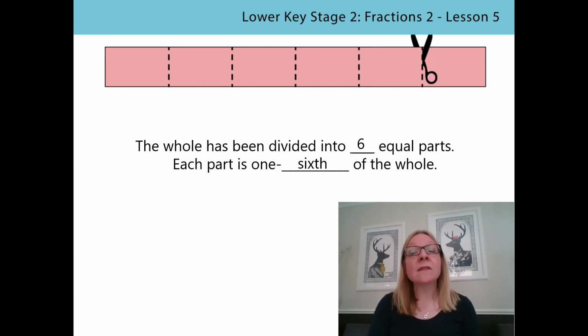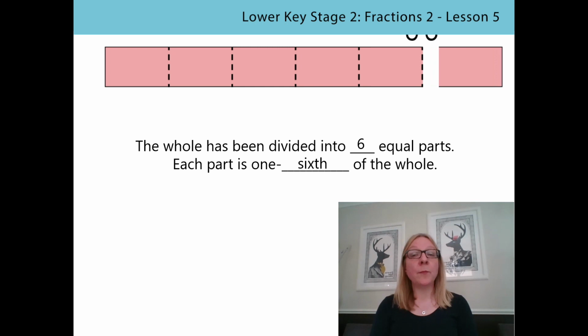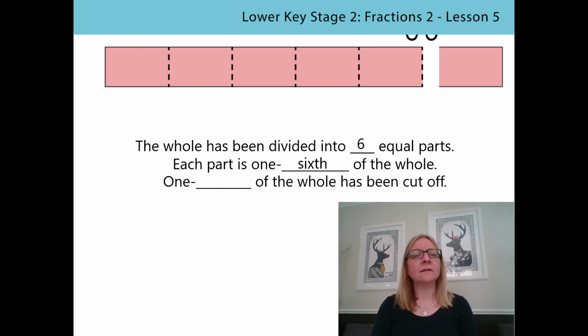Again, the scissors are going to cut off 1 equal part. Could you complete this sentence? 1 of the whole has been cut off. Have a go. If you said 1/6 of the whole has been cut off, excellent work. Can we say those 3 sentences now together? The whole has been divided into 6 equal parts. Each part is 1/6 of the whole. 1/6 of the whole has been cut off.